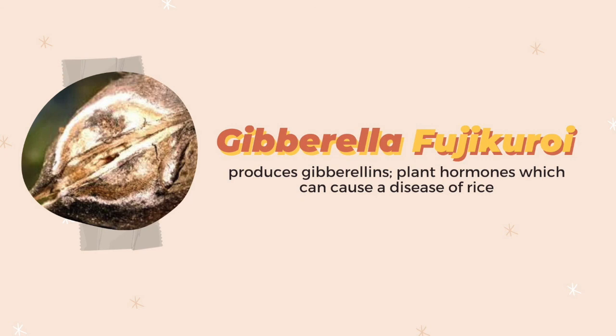The next is Gibberella fujikuroi. This fungus produces gibberellins. It is widely known for its disease-making abilities because these are plant hormones which cause a disease of rice accompanied by abnormal elongation. Sometimes farmers use this fungus because it secretes the substance known as gibberellin, which is used to accelerate growth and is used by farmers for several horticultural crops.